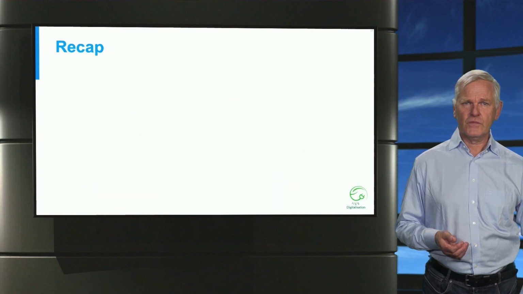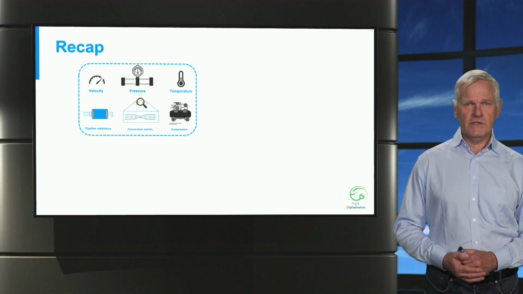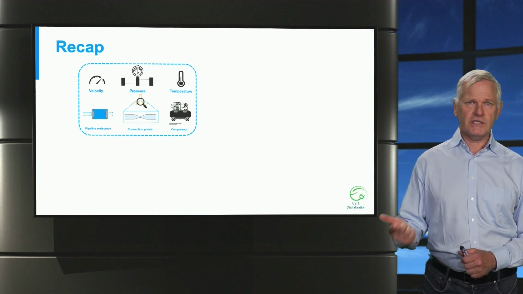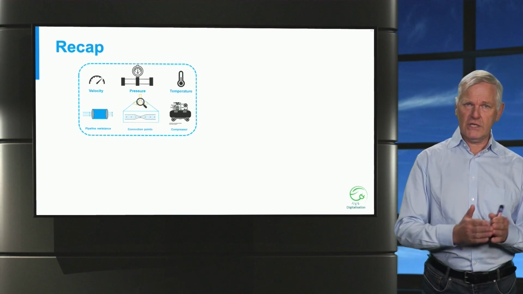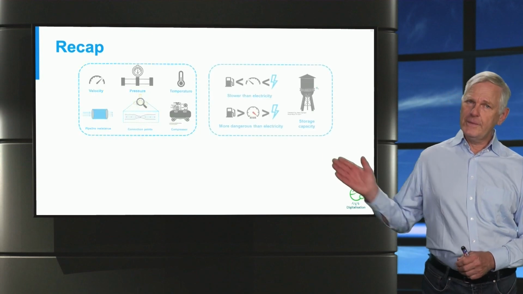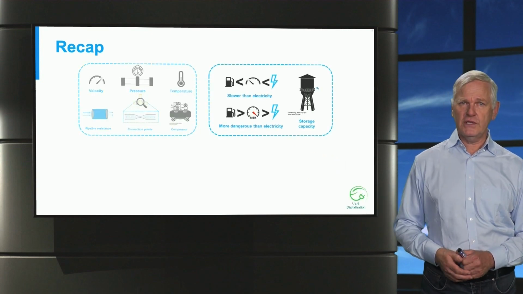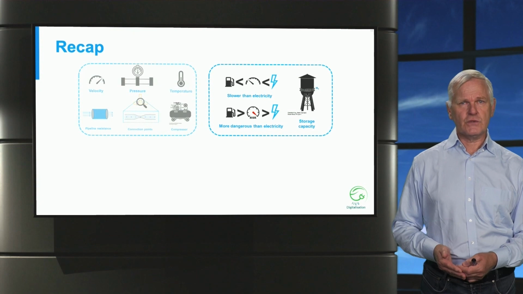To recap, we have shown what is needed to simulate gas networks. This includes velocity, pressure, and temperature as unknowns, and the resistance, connection points, and compressors as elements. Then we have made a comparison between gas and electricity. Gas is slower, more dangerous, and has higher storage potential.